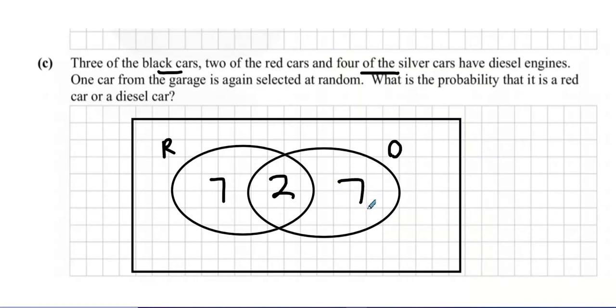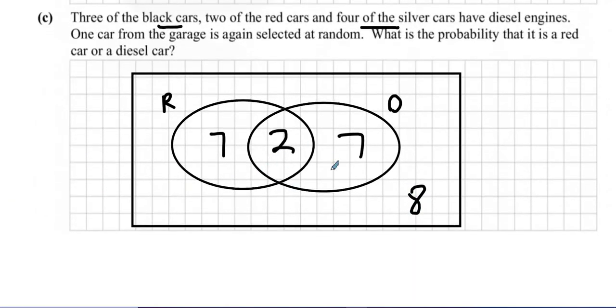One car is selected again at random. What's the probability that it is a red car or a diesel car? Now let's remember how many cars aren't red or aren't diesel. That's 9, that's 16. So there's 8 cars that aren't red and aren't diesel either. So red or diesel means it can be a red car or a diesel car, or it can be both. So that's 7 plus 2 is 9 plus 7 is 16 out of 24, which is 2/3.